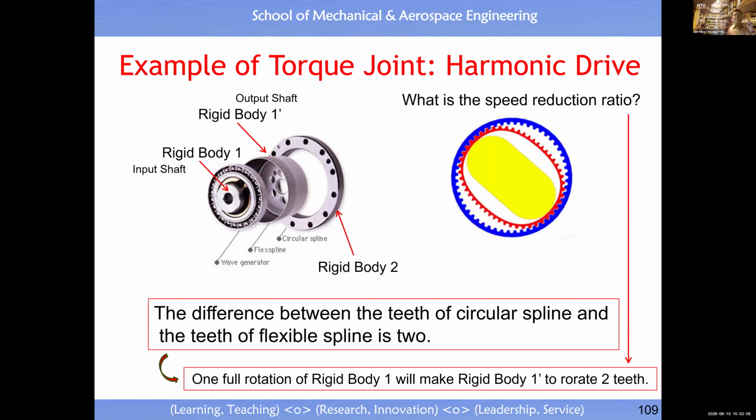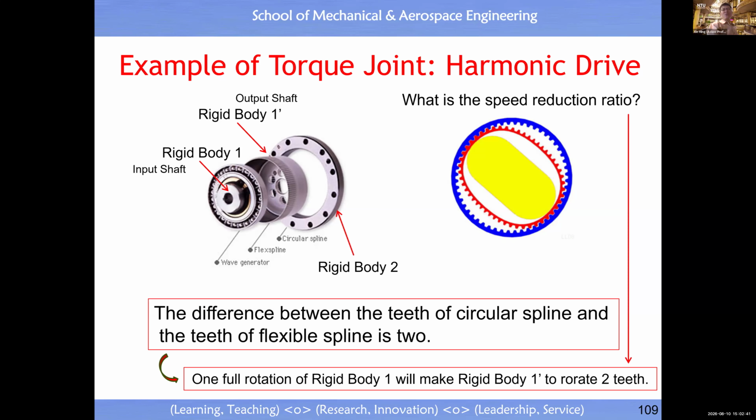Okay, one particular torque joint is this harmonic drive, because this device is very, very popular in the design of robots. The reason is that this device is very light. It can achieve a very high speed reduction ratio, and it is very small. It's lightweight, small in size, and high in reduction ratio. This is why it's very, very popular. And its working principle is very simple, okay?